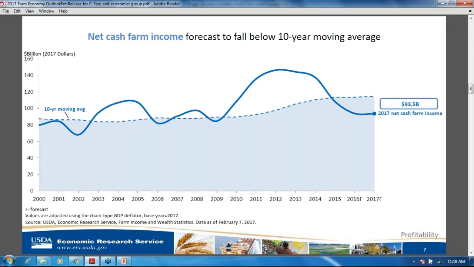So here's net cash farm income adjusted for inflation. So everything is in 2017 dollars. The first thing that you'll notice all the way to the right is that net cash farm income is forecast at $93.5 billion in 2017. This is essentially flat compared to 2016, though it's down significantly from the highs in 2012 and 2013, and also below the 10-year moving average.